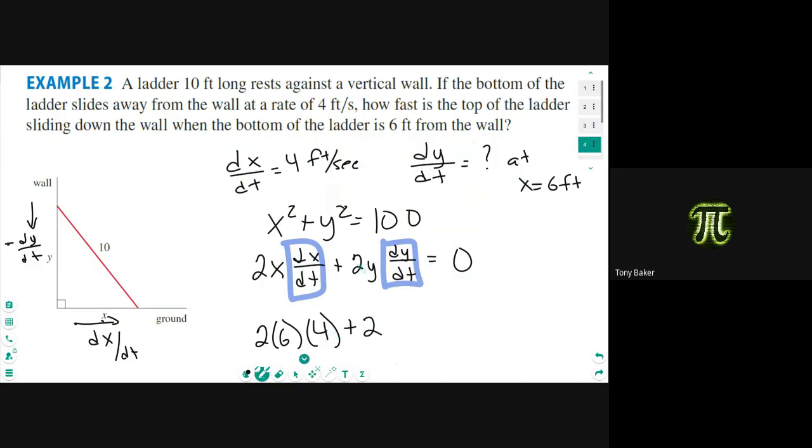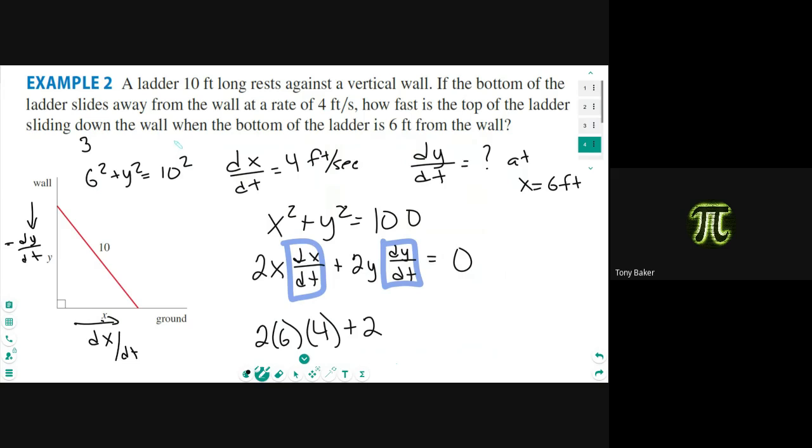Do we know what y is? Okay, can we find it? How? Yep, plug 6 into the Pythagorean theorem. So 6 squared plus y squared equals 100. Actually, this is going to be easier looking at it that way.